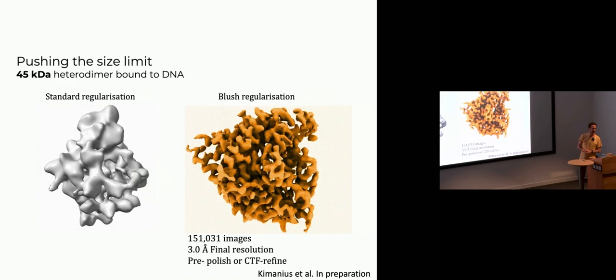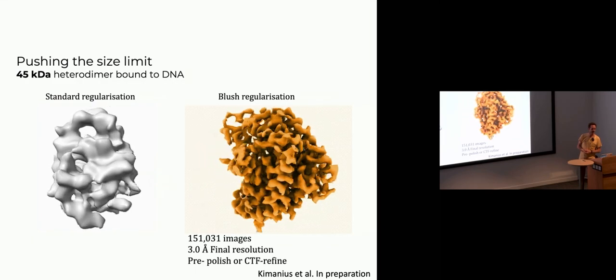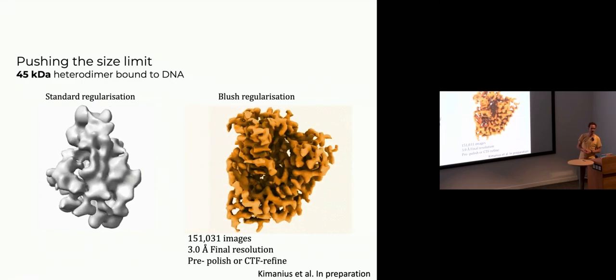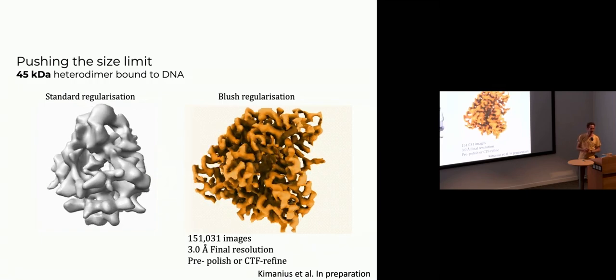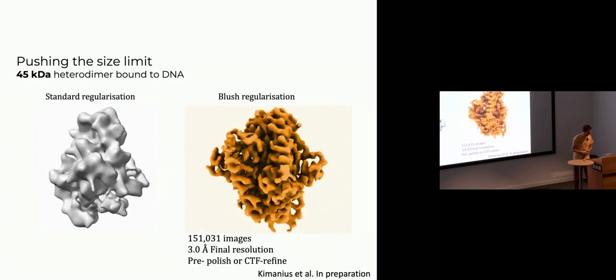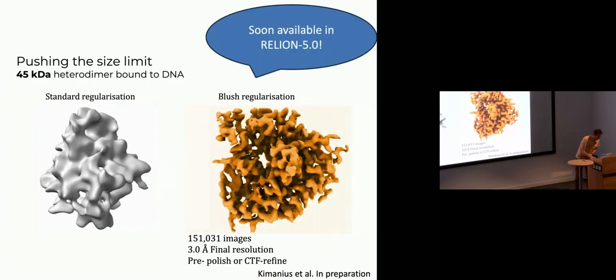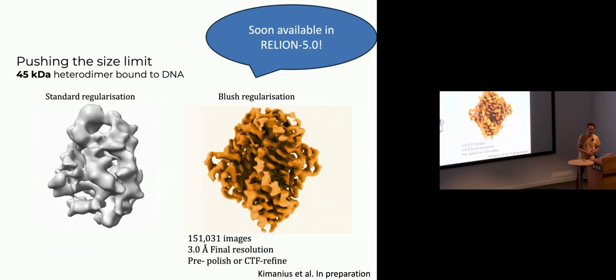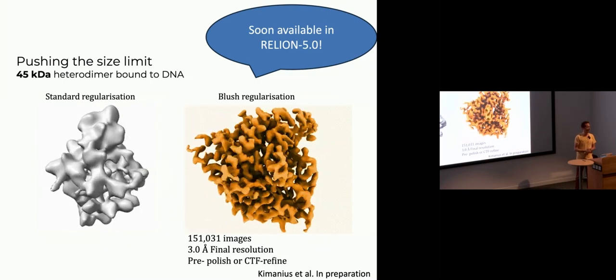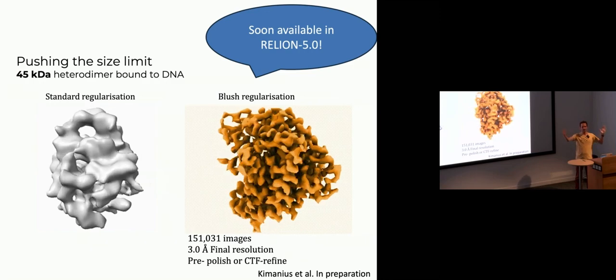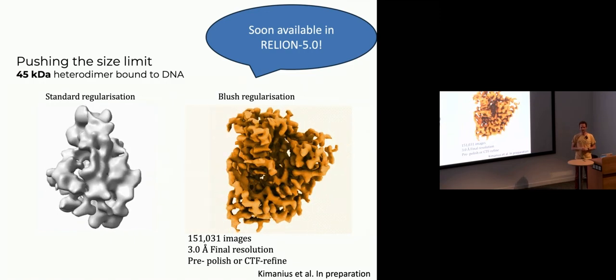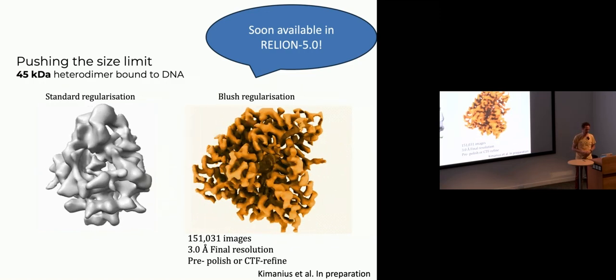We then used ModelAngelo to build the model automatically, but because that's the thing that Max loves most, we did not send him the PDB model, we only sent him the map. Okay, so that will soon be available in Relion 5. So that was an overview of older things and newer things in image processing. I'll be happy to take questions you might have.